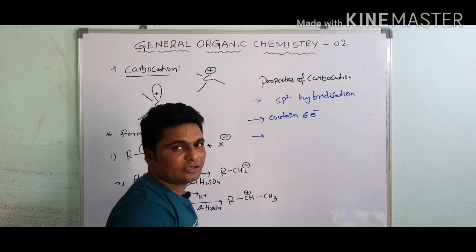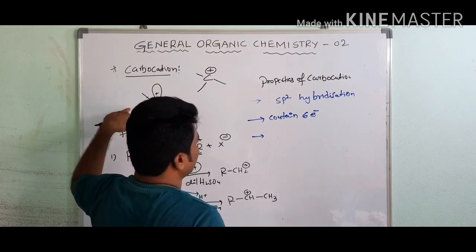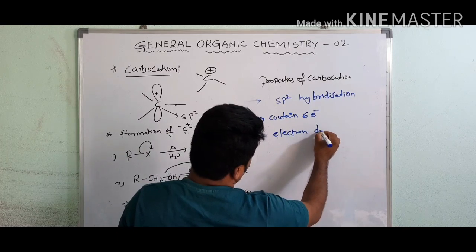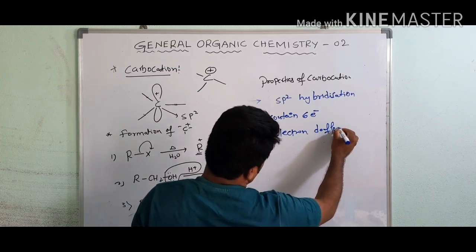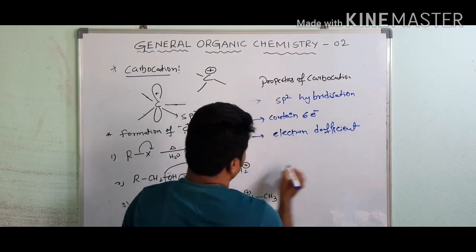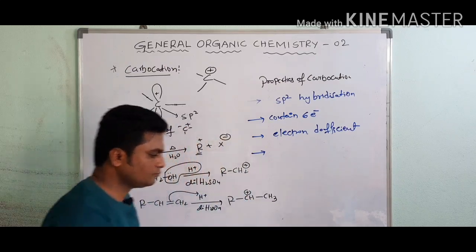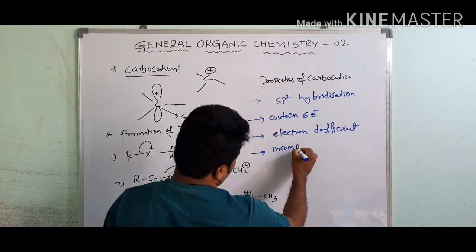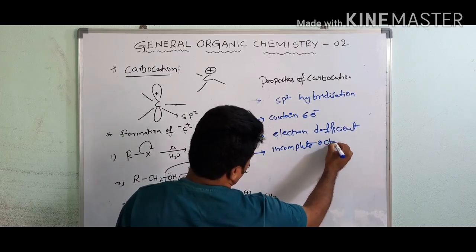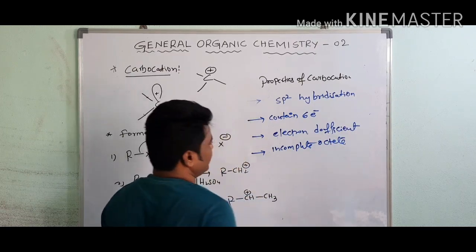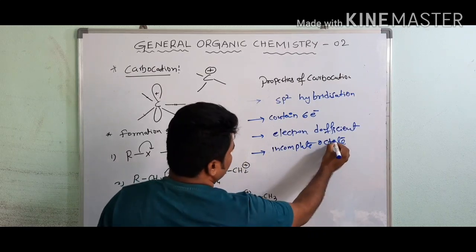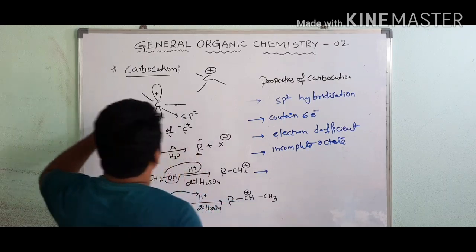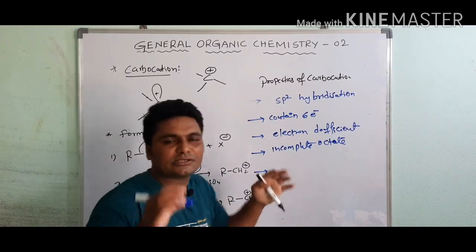Is it electron deficient or electron rich? Of course, incomplete octet means electron deficient. It is an incomplete octet. Next, see here, this is electron deficient. It means unstable.